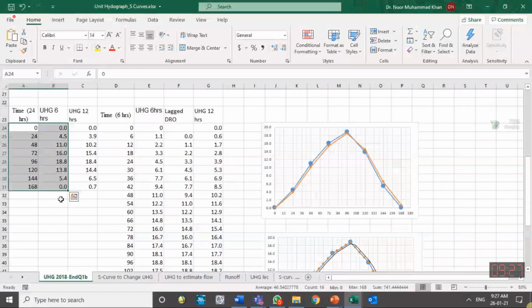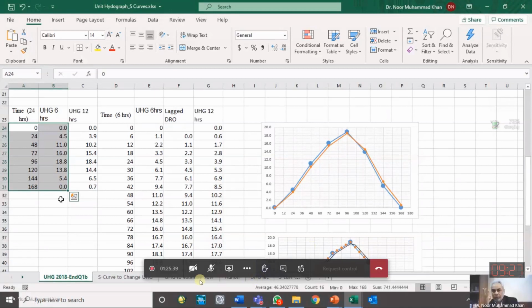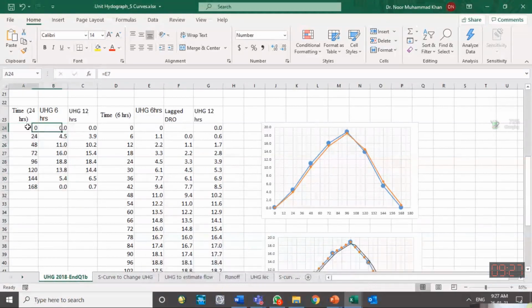And keep in mind, when we say 6-hour unit hydrograph, what is this 6 hours referring to? Is it the base period, is it the observed time period, or is it the storm duration? There are 3 possibilities. This is the storm duration. This observed duration is something else. They are observing the flow after 24 hours.